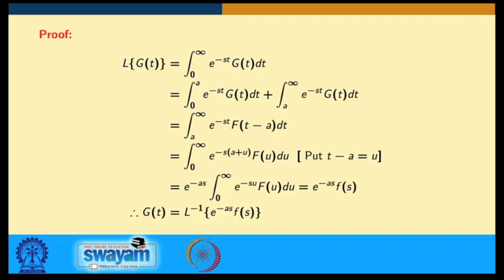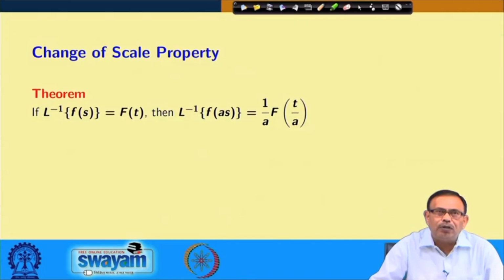Just the proof again. You see here, I am breaking it into two parts, 0 to a and a to infinity. The first integral vanishes, so that it becomes the integral from a to infinity of e power minus s t f of t minus a dt. By substituting t minus a equals u, you get this integral, which I have shown already. If you bring e power minus a s outside, this integral is nothing but the Laplace transform of the function f u, which is F s. So, you can write it as e power minus a s into F s, so that g t equals Laplace inverse of e power minus a s into F s, which completes the proof of this particular theorem.